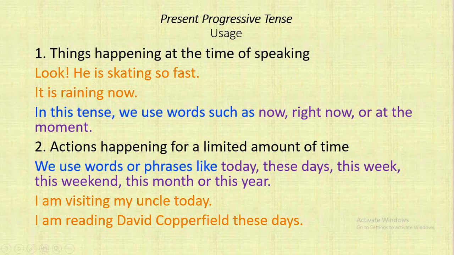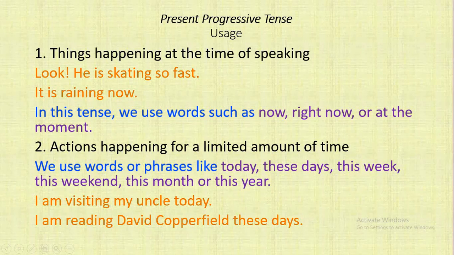In this sentence, if you look here, I have written the word now. In this tense, we are using some words like now, right now, or at the moment. There are some other words, or phrases, which we also use to express the time at which something is happening. Like what? Actions happening for a limited amount of time. What words are used there? Today, these days, this week, this weekend, this month, or this year.